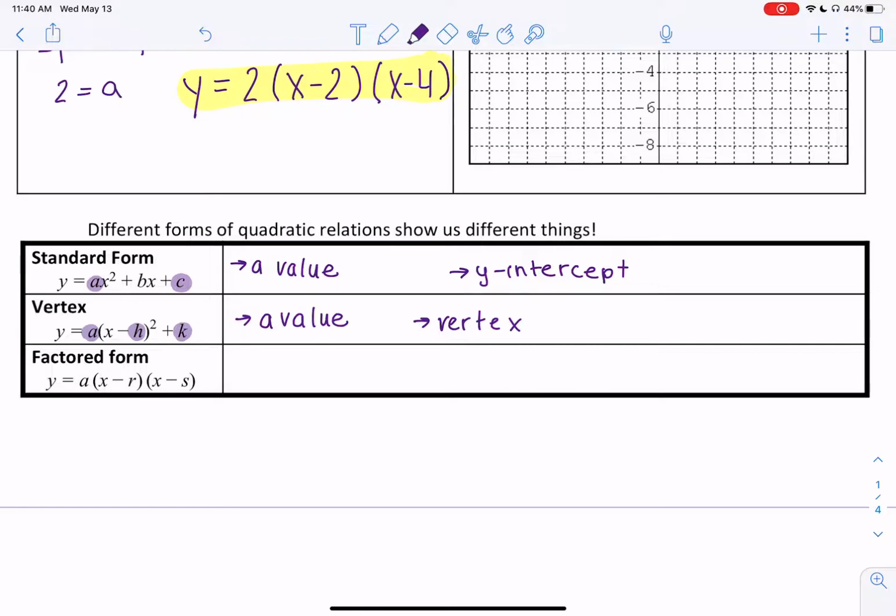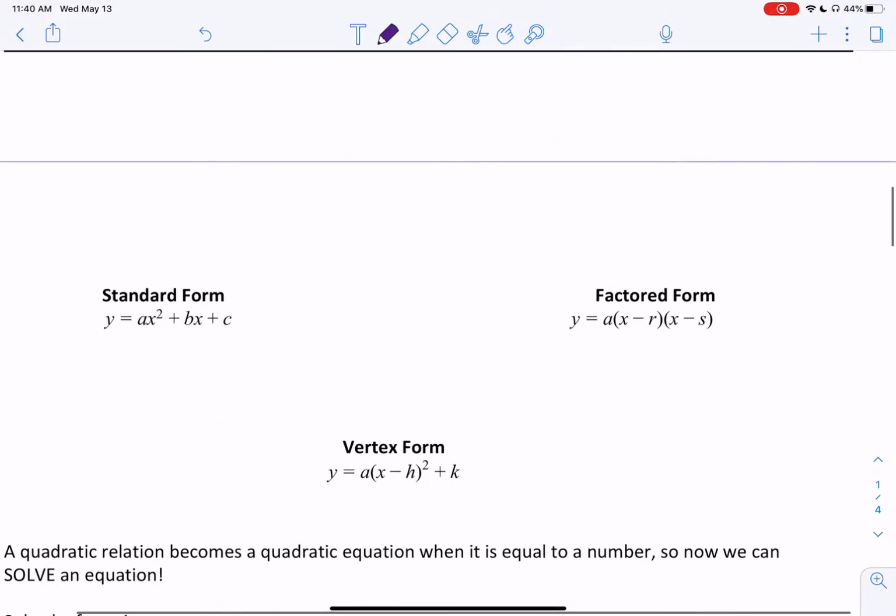Finally, we have factored form, and factored form also shows us our a value, and they're always the same a value. And then it also gives us this r and s, which are our zeros / x-intercepts. And very often we will want to find out where it hits 0. So if I'm looking at a rocket hitting the ground, something like that, factored form becomes very, very useful. So because all 3 of these forms have their benefits, it's important that we know how to switch between them.